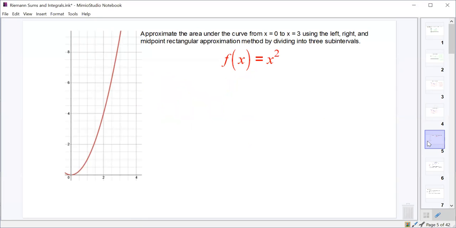Let's then take those methods and see if we can approximate the area underneath the curve f of x equals x squared from 0 to 3. We'll use a left, a right, and a midpoint rectangular approximation. We're going to divide each one up into 3 subintervals.